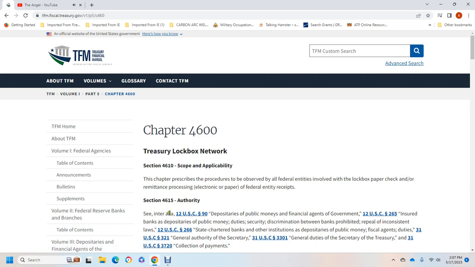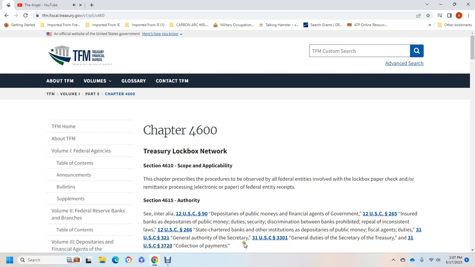Section 4615, Authority. 12 United States Code 90, Depositories of public money, financial agents for the Government. 12 United States Code 265, Banks as depositories of public money, and secure the discrimination between banks, prohibited, repeal, and consistent law of Title 12, United States Code 266. Some state chartered banks, institutions as depositories of public money, official agents. Title 31 United States Code 321.